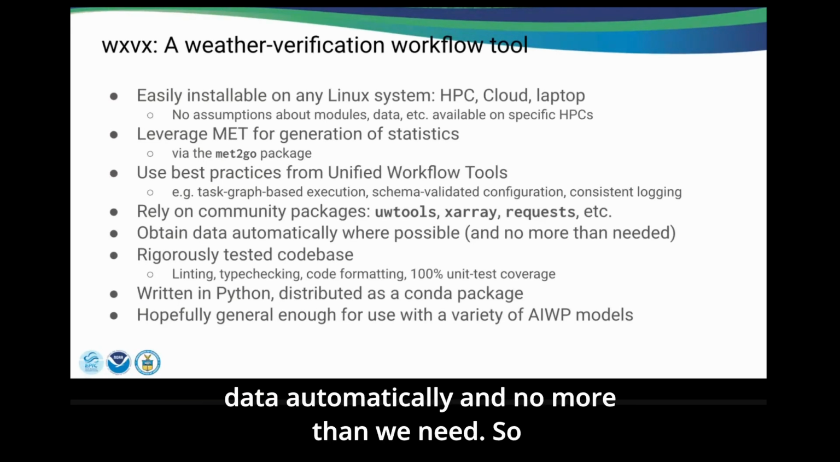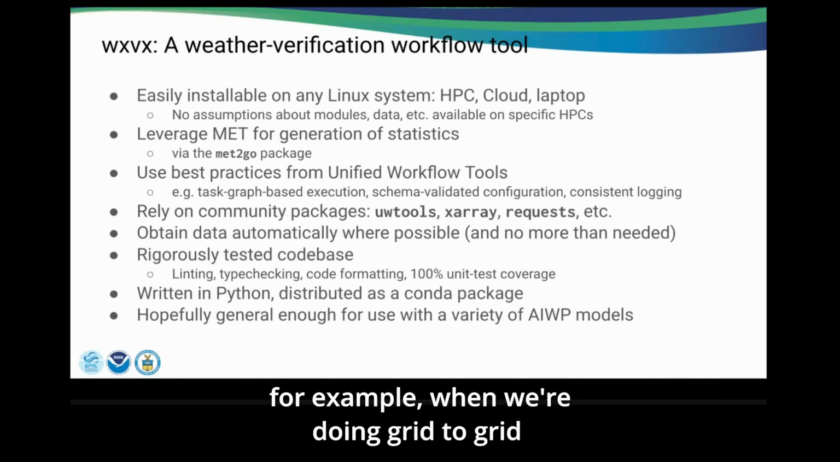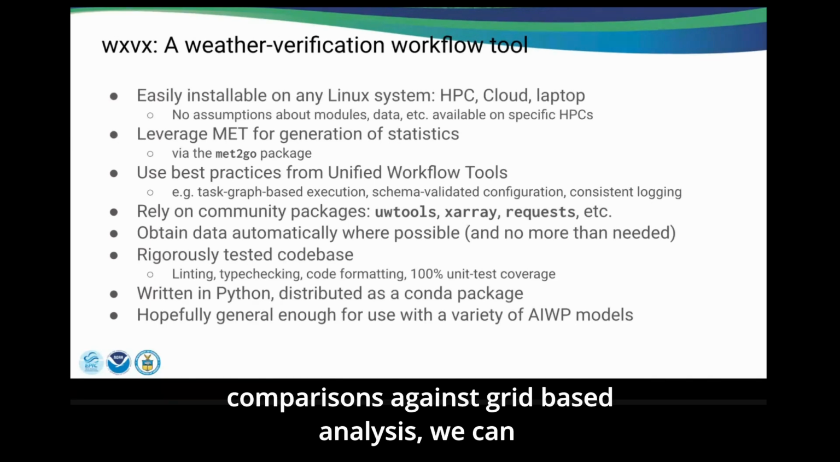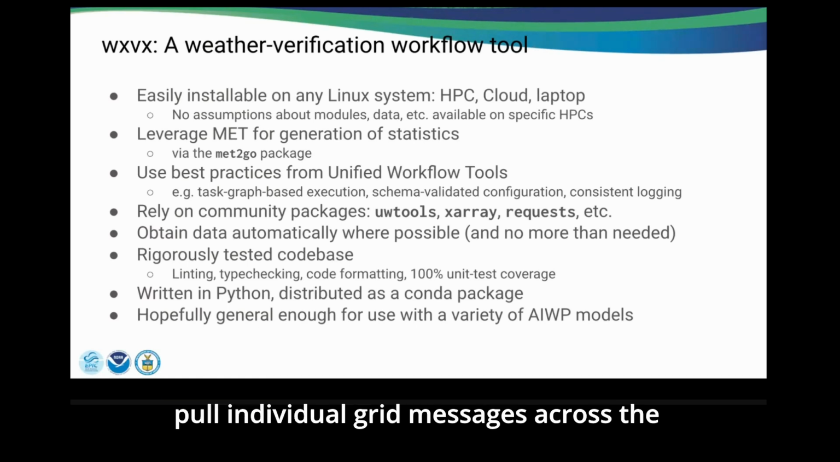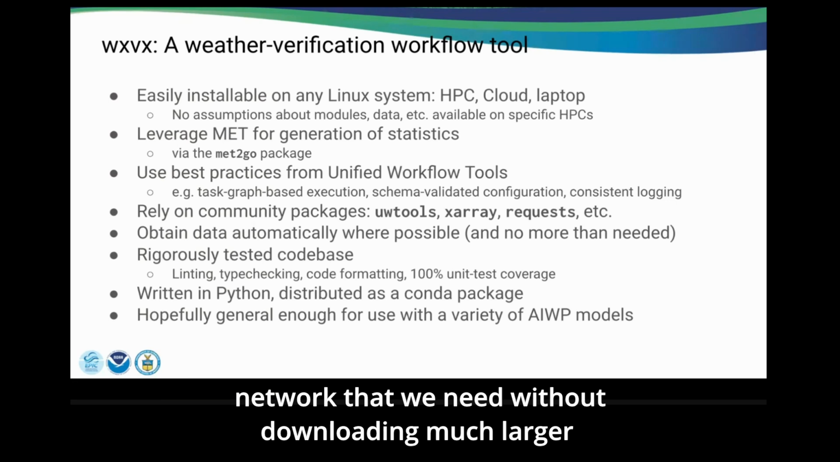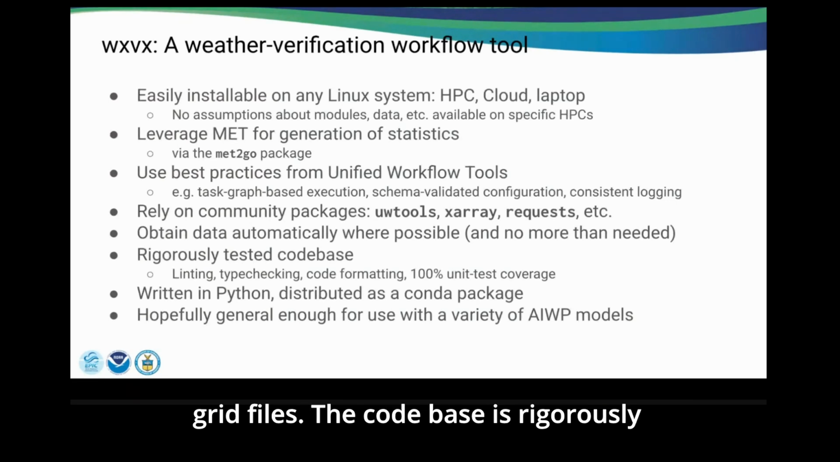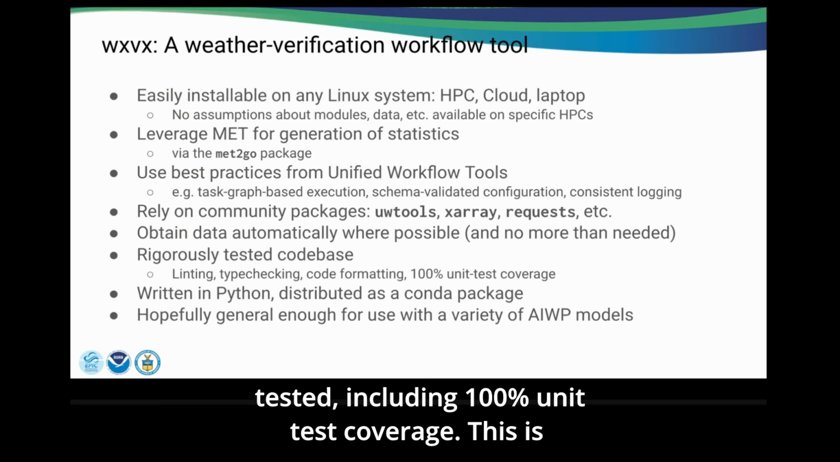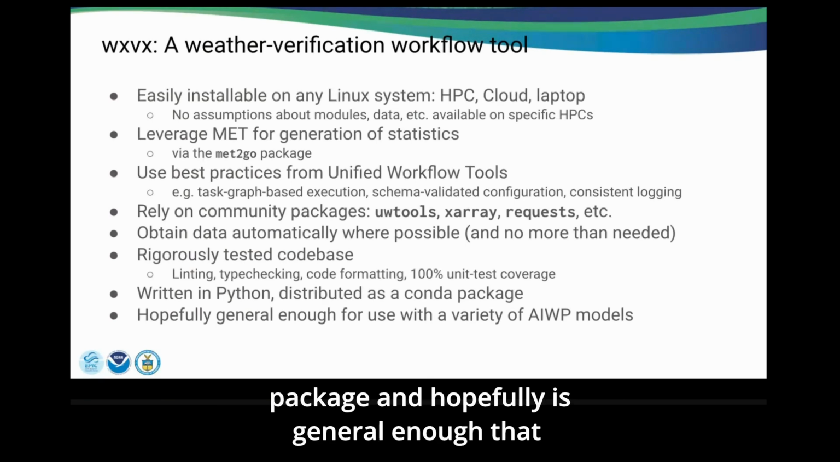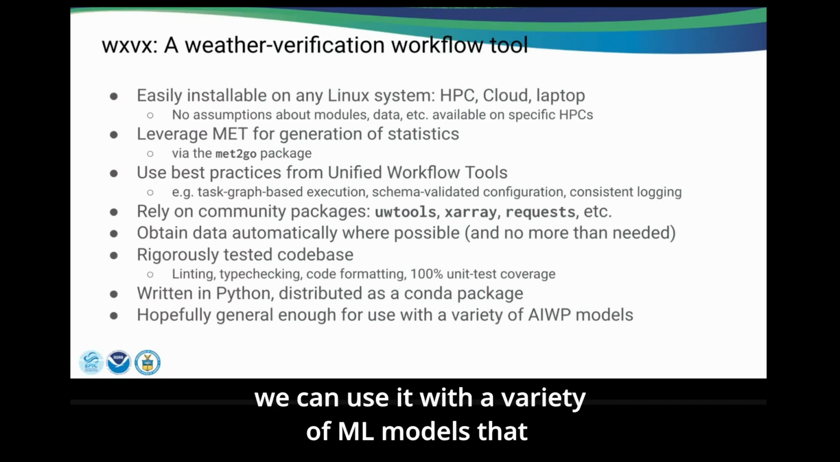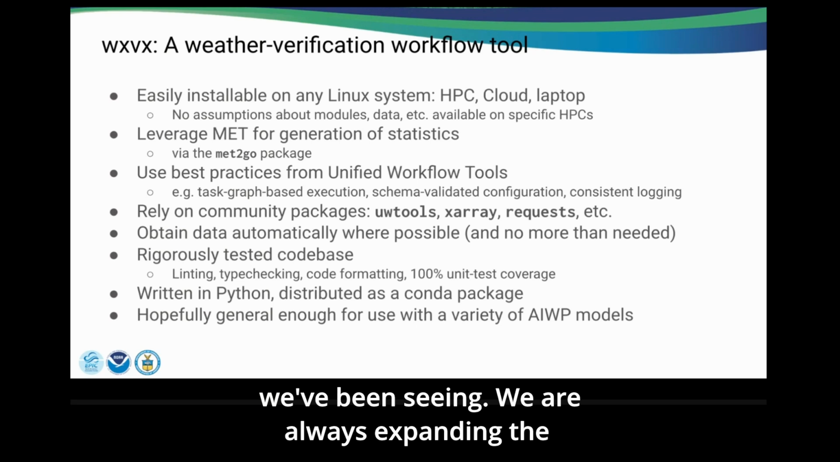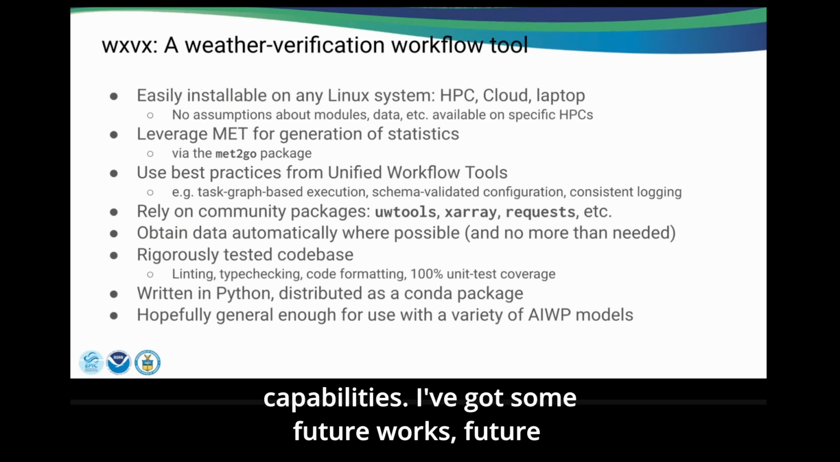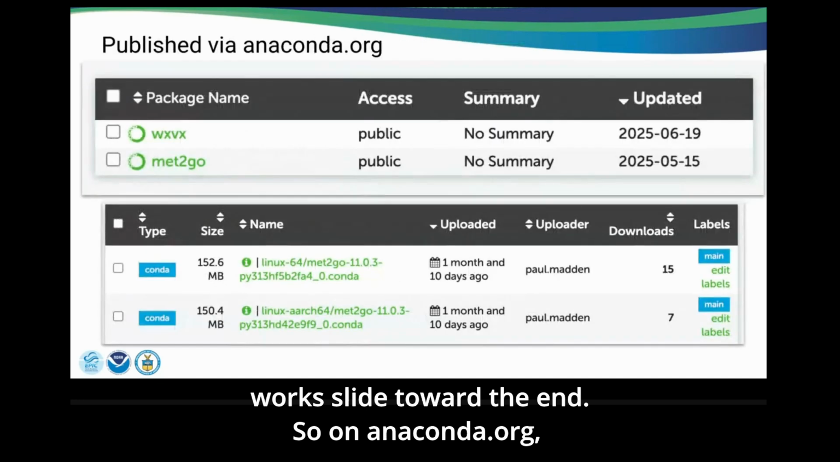Where possible, we obtain data automatically and no more than we need. So for example, when we're doing grid-to-grid comparisons against grid-based analysis, we can pull individual grid messages across the network that we need without downloading much larger grid files. The code base is rigorously tested, including 100% unit test coverage. This is written in Python and distributed as a conda package, and hopefully is general enough that we can use it with a variety of ML models that we've been seeing. We are always expanding the capabilities. I've got some future work slide toward the end.